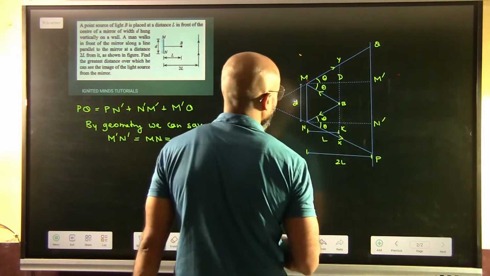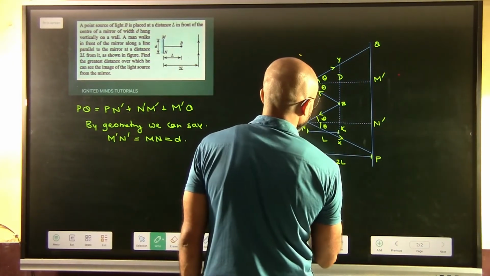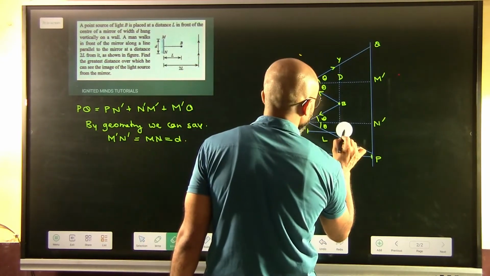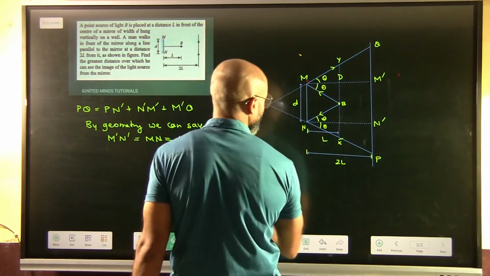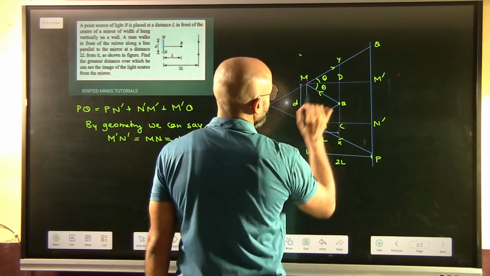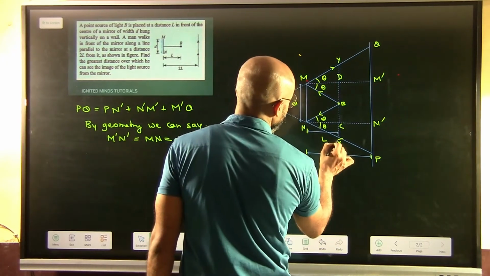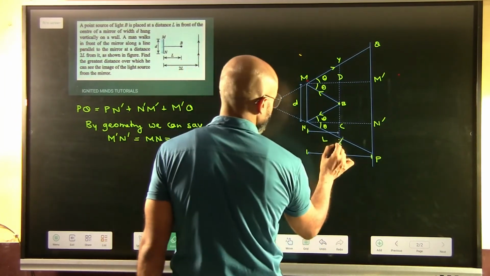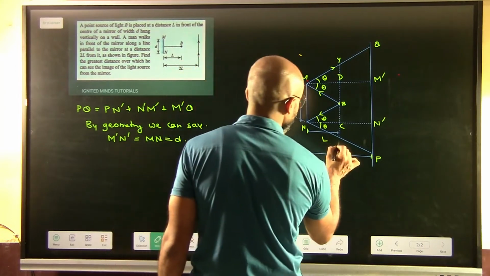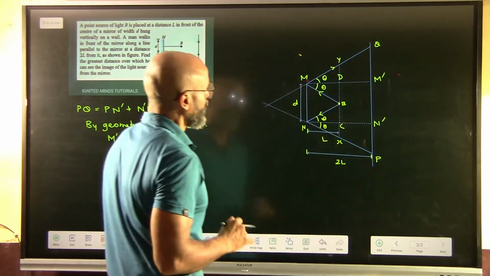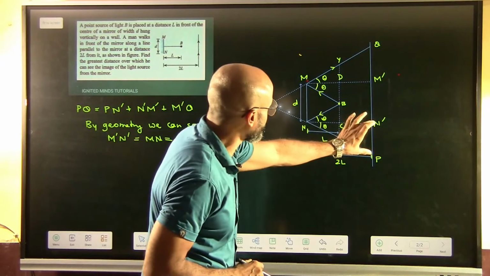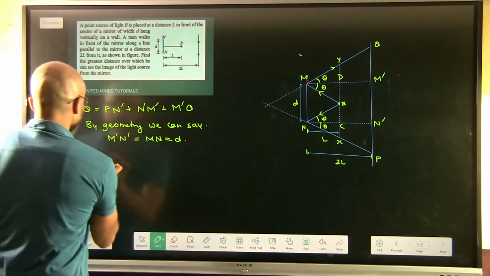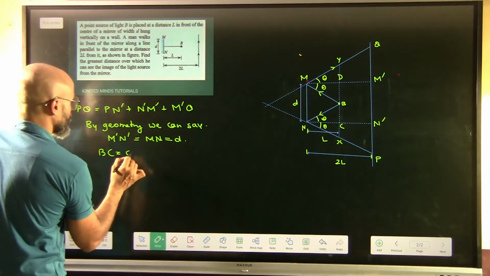Let me push this up here. This will be basically C, and this is D. This point at which it intersects is X, and this is Y. Now let's say in this triangle, BC and BD, we know that obviously BC will be equal to CD.